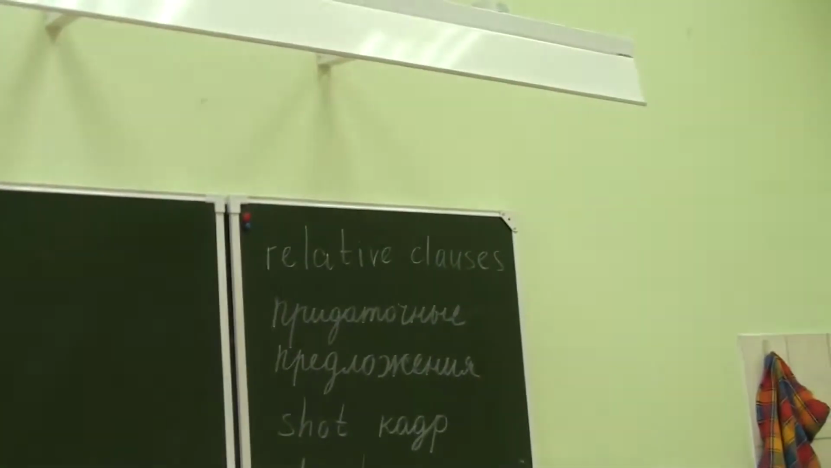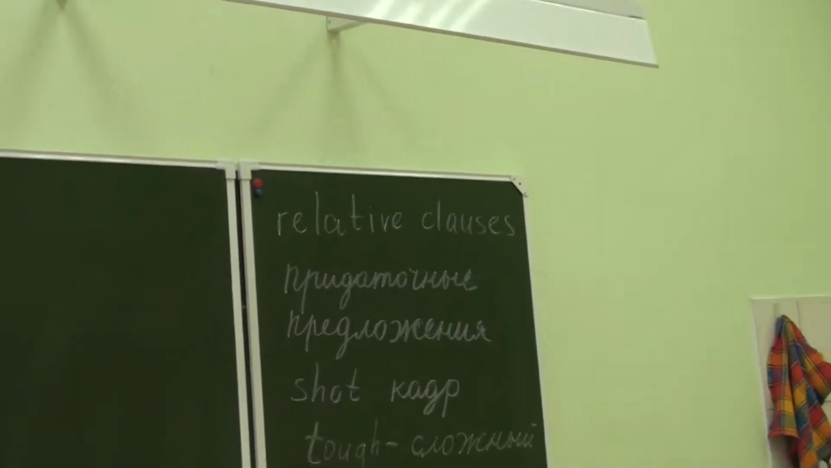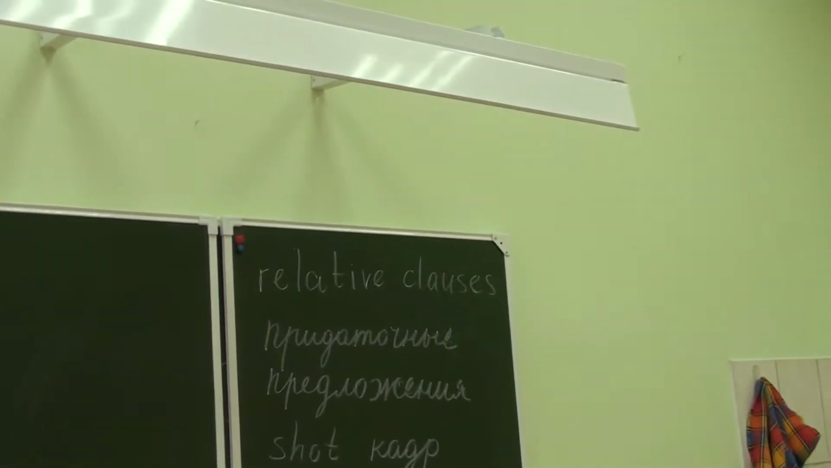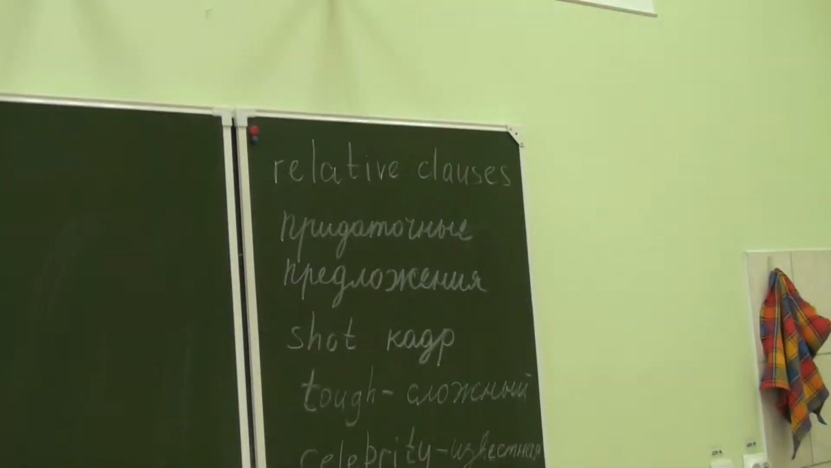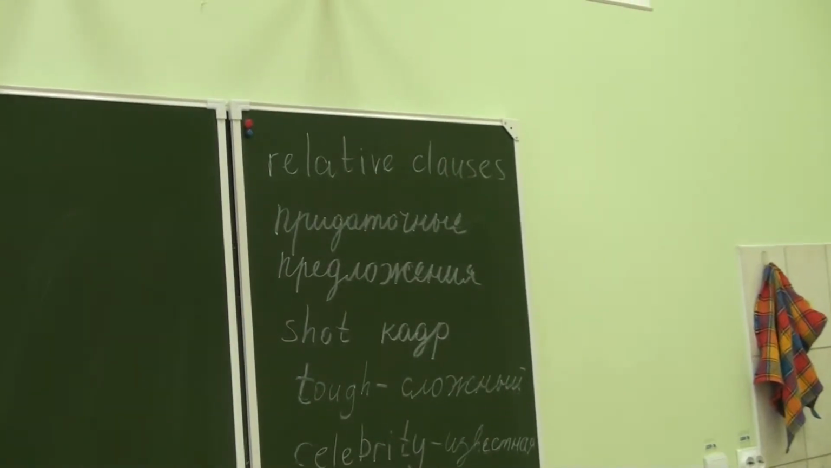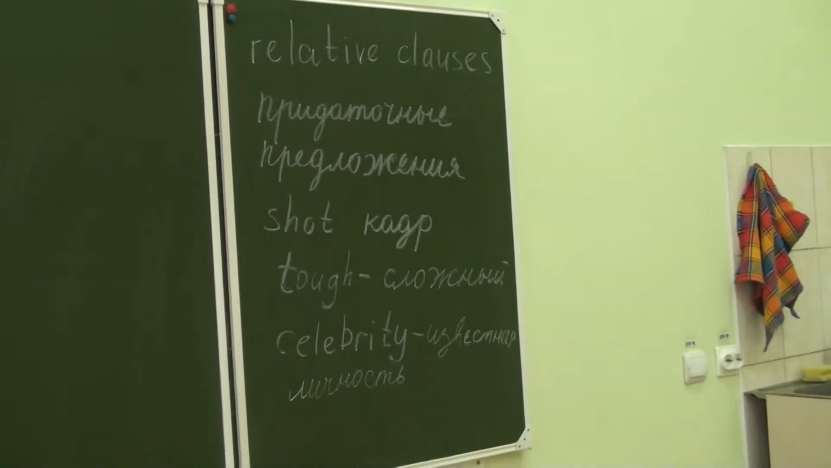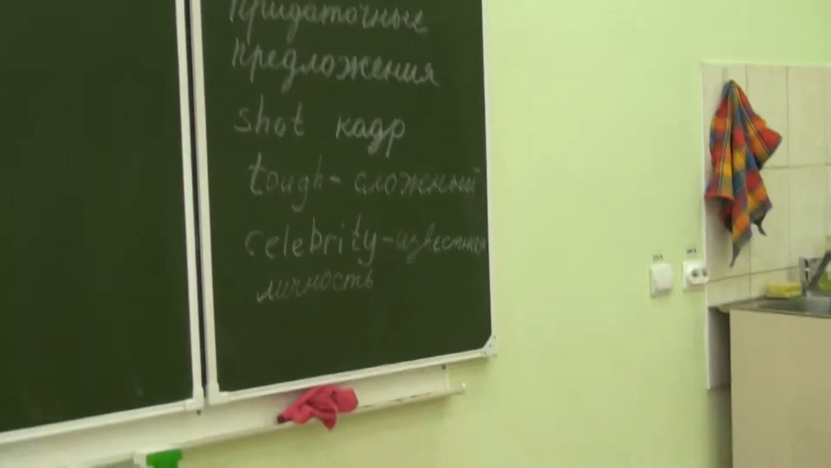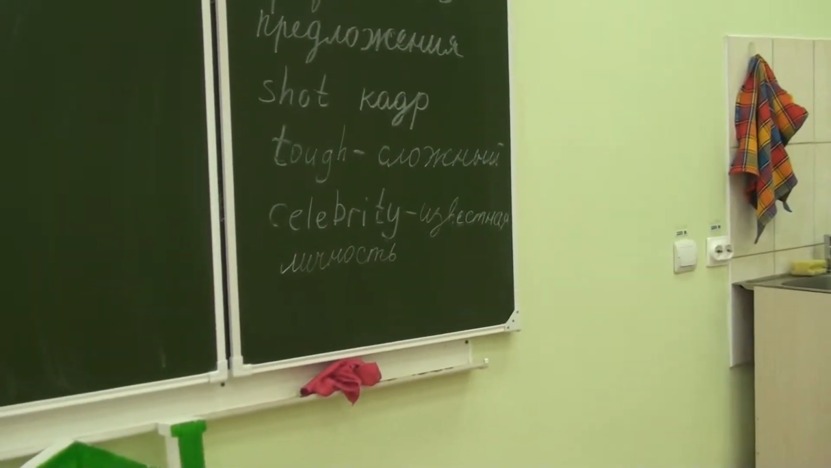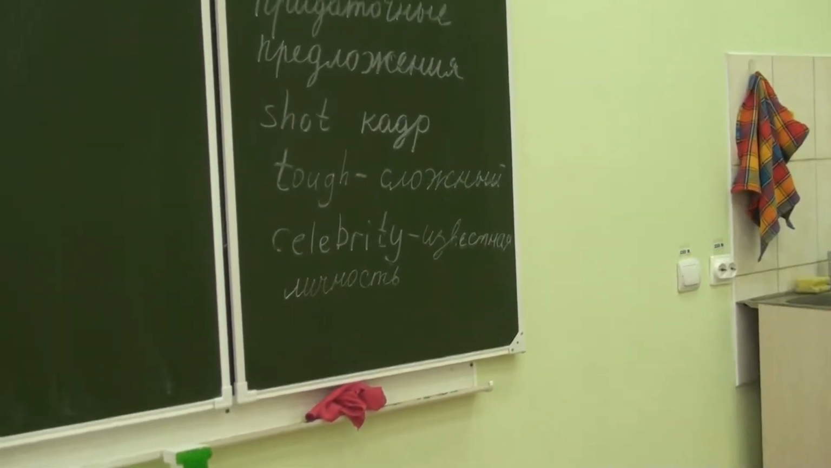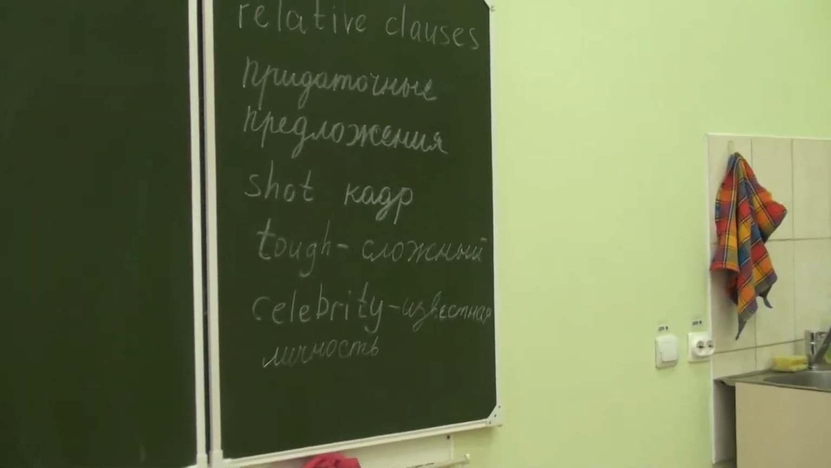So here you can see the translation of relative clauses. I won't try to pronounce it. Shot, as in camera shot. Tough. And celebrity, what a celebrity is. You may recognize some of those words from the tasks you did from your homework.